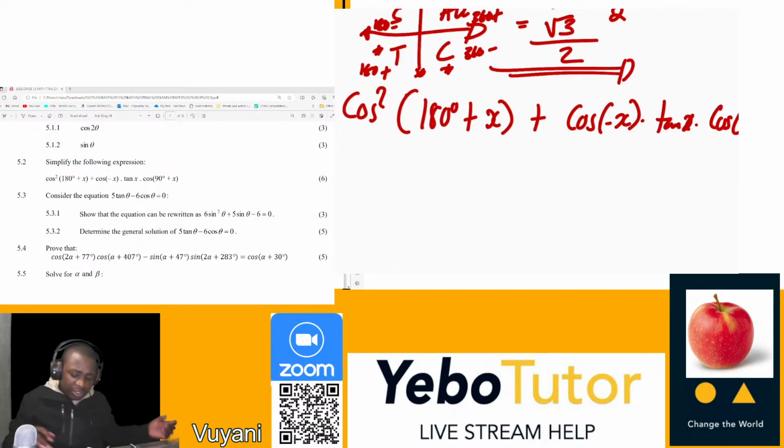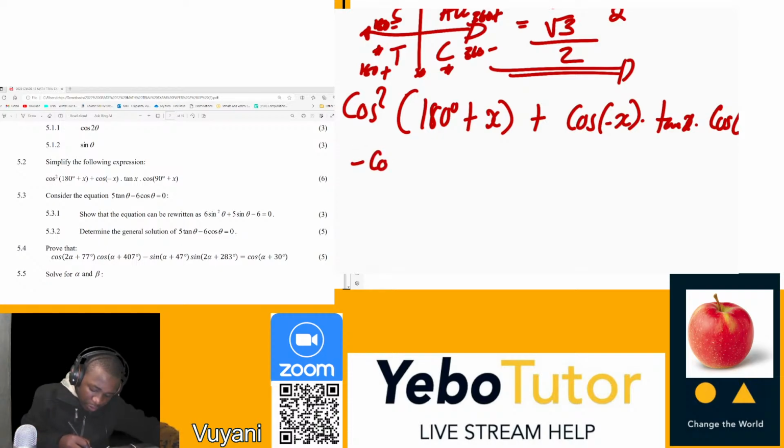So now let's solve this. 180 plus is in which quadrant? It is in the third quadrant. Is cos positive or negative in the third quadrant? We know that cos is negative, but now it's squared, so it's going to be negative cos of x, squared. Plus cos of a negative angle is just the positive angle, times tan of x.